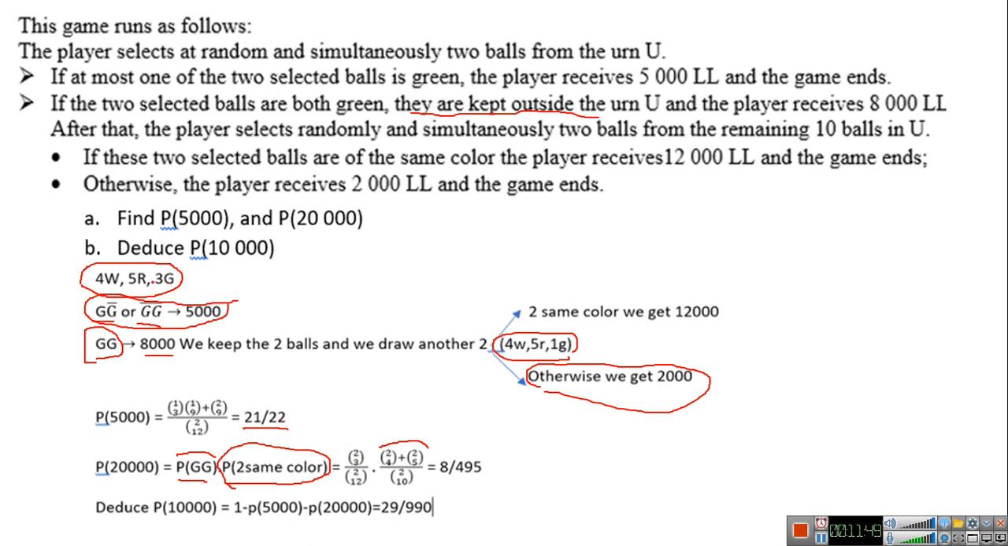So I want two green, two green. I have 3 green here. So 2 out of 3 over 2 out of 12. Then I keep the 2. I want to pick two of the same color, either 2 are white or 2 are red. So 2 out of 4 plus 2 out of 5 over 2 out of 10.